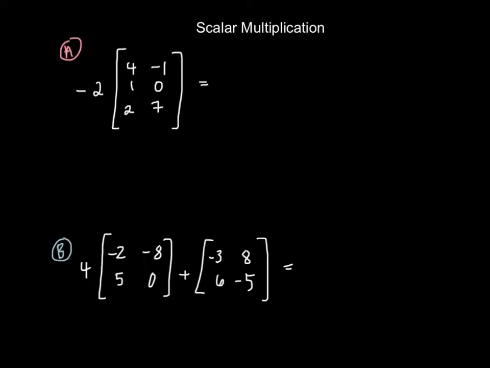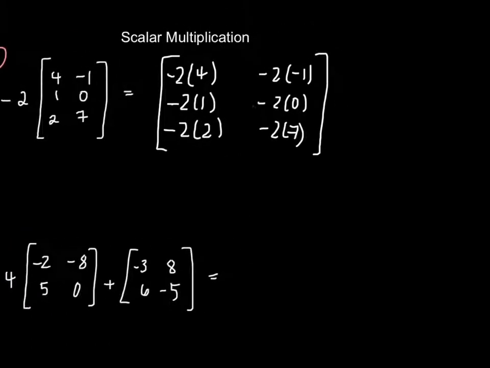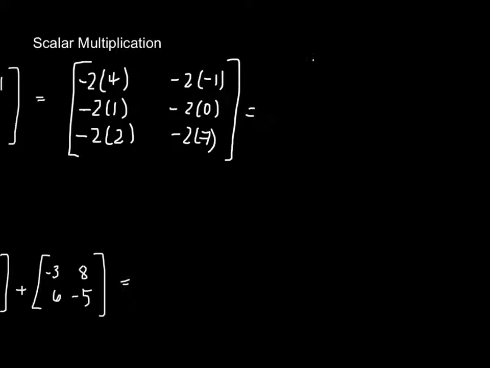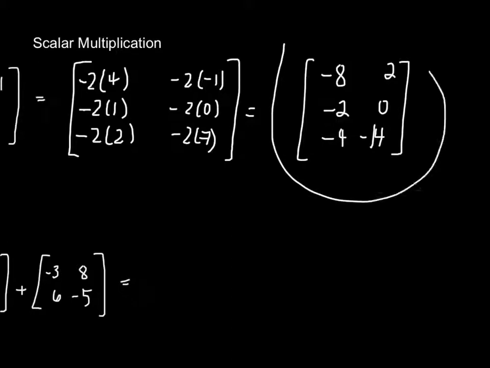Next we have scalar multiplication, and a scalar is another word for this number here, which we're going to multiply by each of the following elements. So it really isn't that difficult. It's kind of like distributing, but we're going to take -2, multiply it by 4, by 1, by 2, etc. We can simplify this. So we get -8, -2, -4, 2, 0, and 4. -14, excuse me. And this is our final answer.